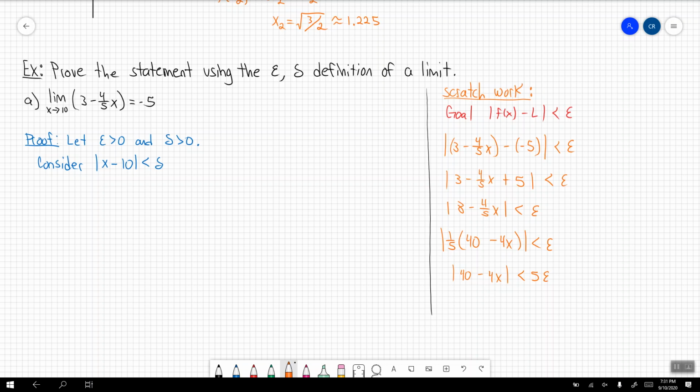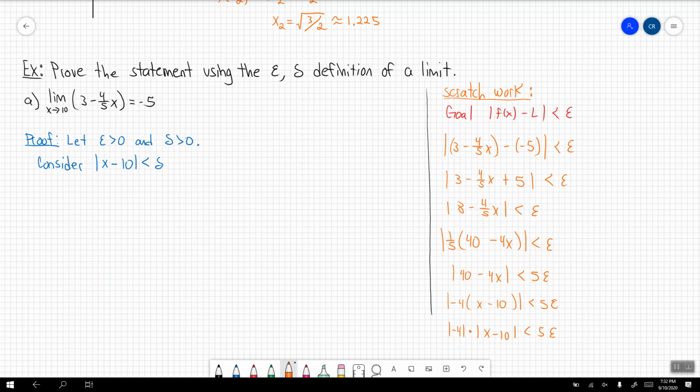I now want to factor out a negative 4. If I factor out a negative 4 from my binomial, I'm now going to be left with x minus 10, and this is all less than 5 times epsilon. Now I can't just multiply by negative 4 on both sides. That's not the way it works. However, I can do the multiplication here of the absolute value of negative 4 multiplied by the absolute value of x minus 10 is less than 5 epsilon.